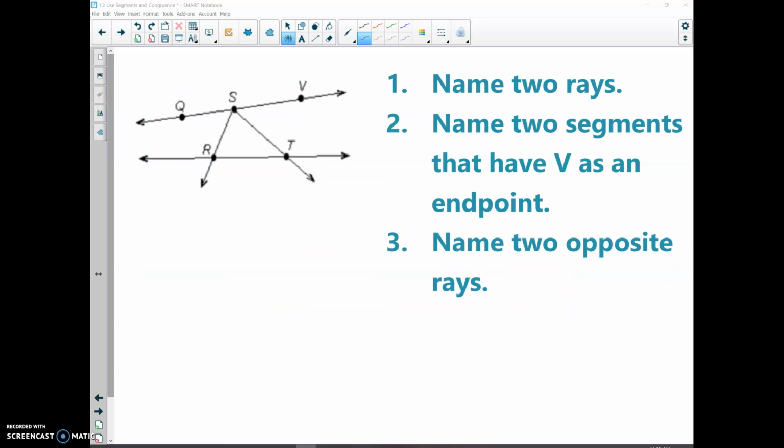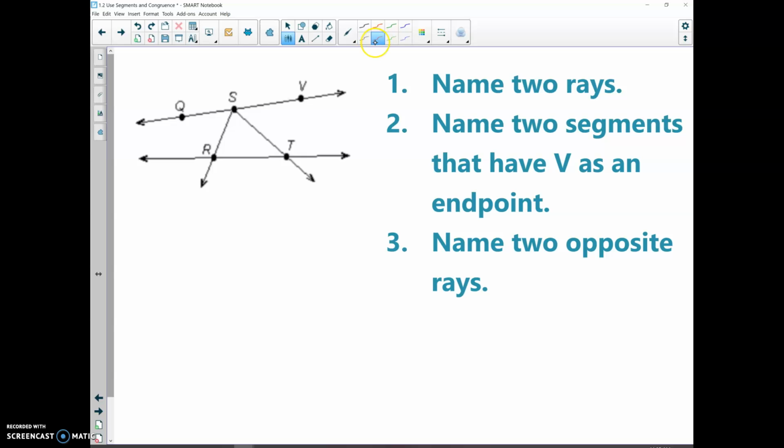A few other things that we learned in section 1.1 that we did not get to finish the other day is talking about line segments, rays, opposite rays. So let's look here. Name 2 rays. There are a bunch here, so just name 2 of them. Remember, a ray starts at a point and goes through another point and continues on for forever. So there are a lot of different rays here.